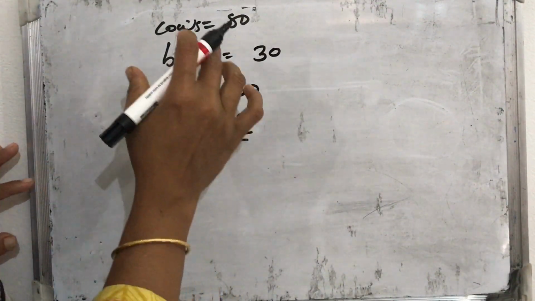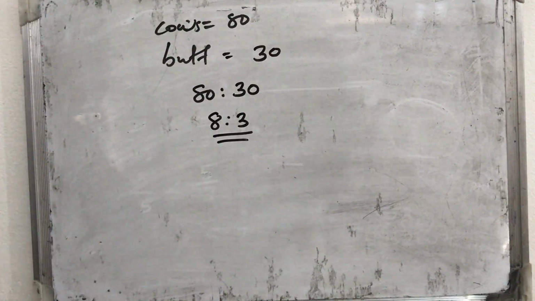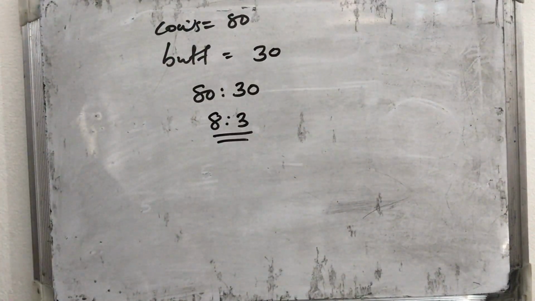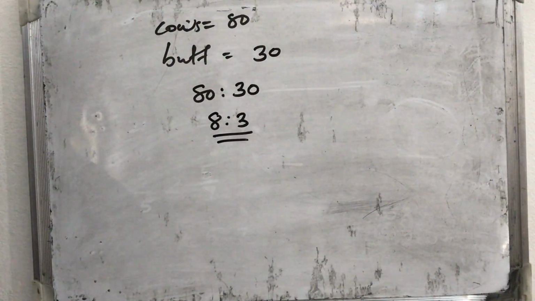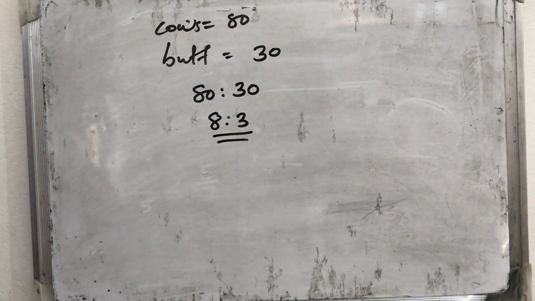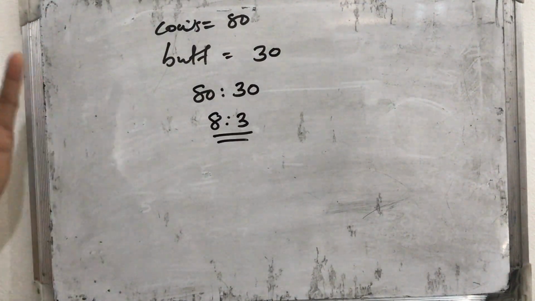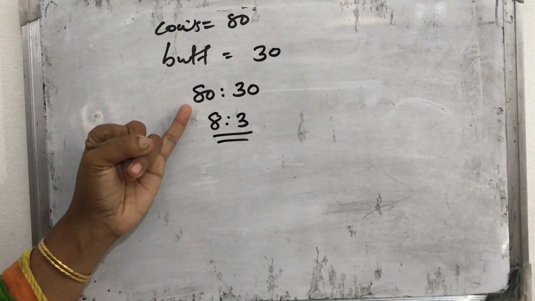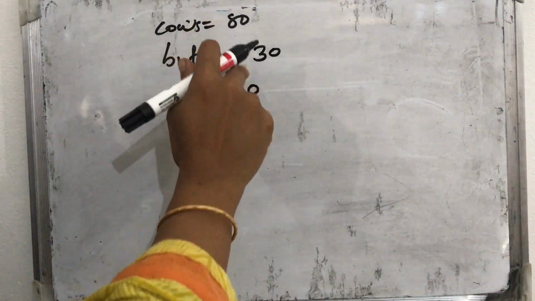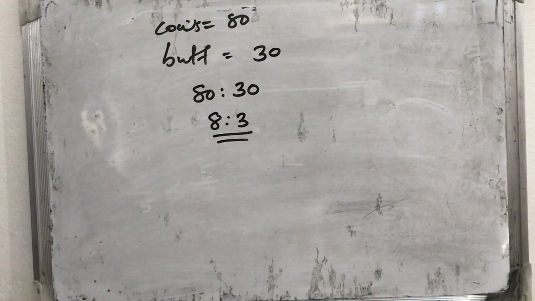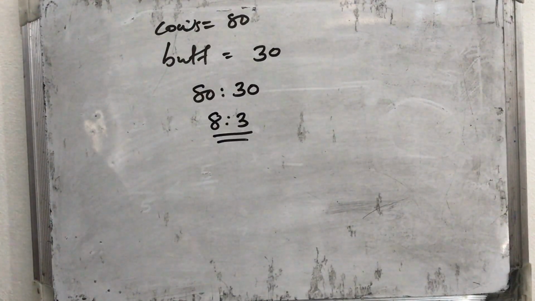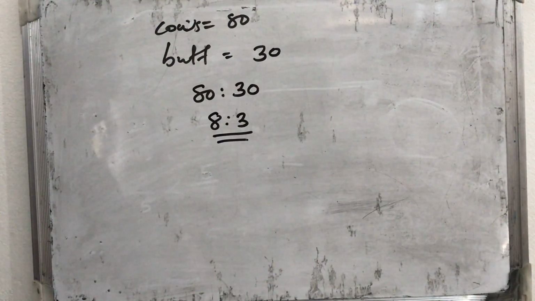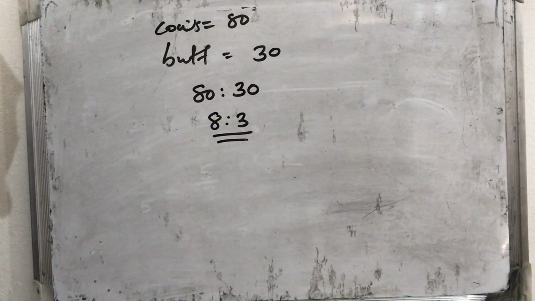So you want to take care of the order of the quantities. Here it is asked to find the ratio of cows to the buffaloes, so the number of cows we write first and the number of buffaloes second. So 80:30. Now if the question is what is the ratio of buffaloes to cows, then how will we answer? Then it will be 30:80. Okay, so that is an easy question.